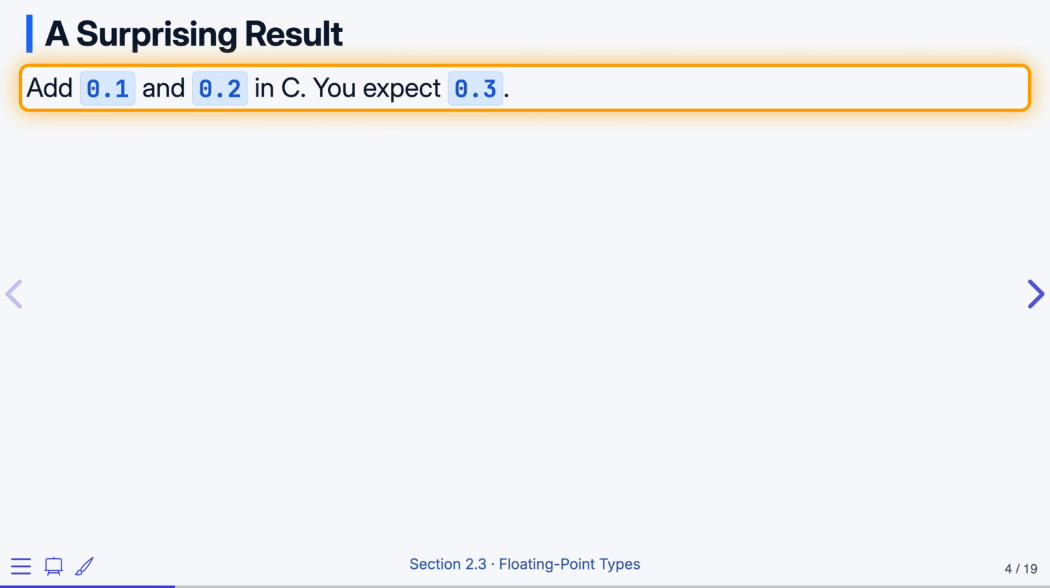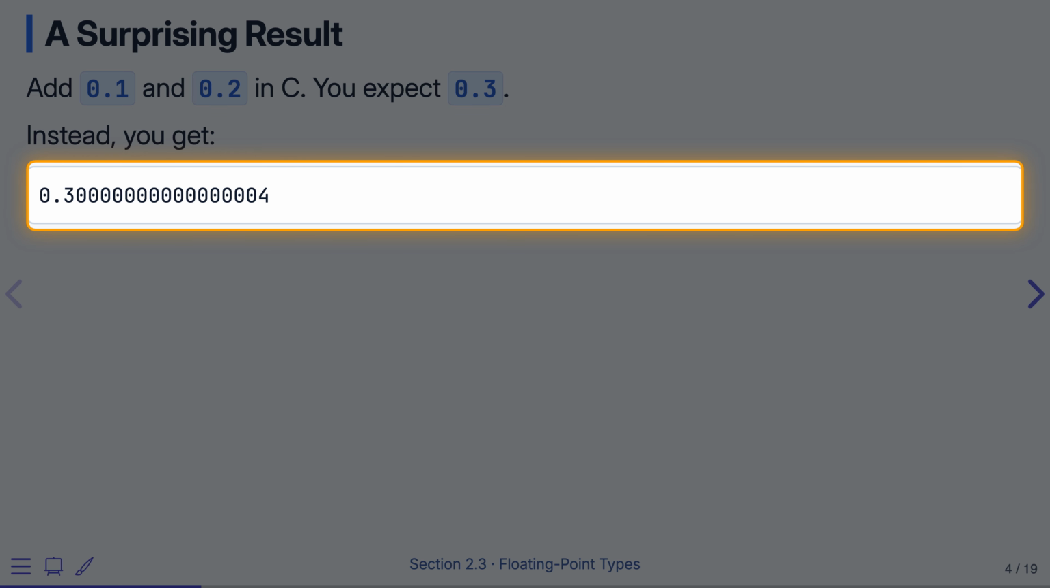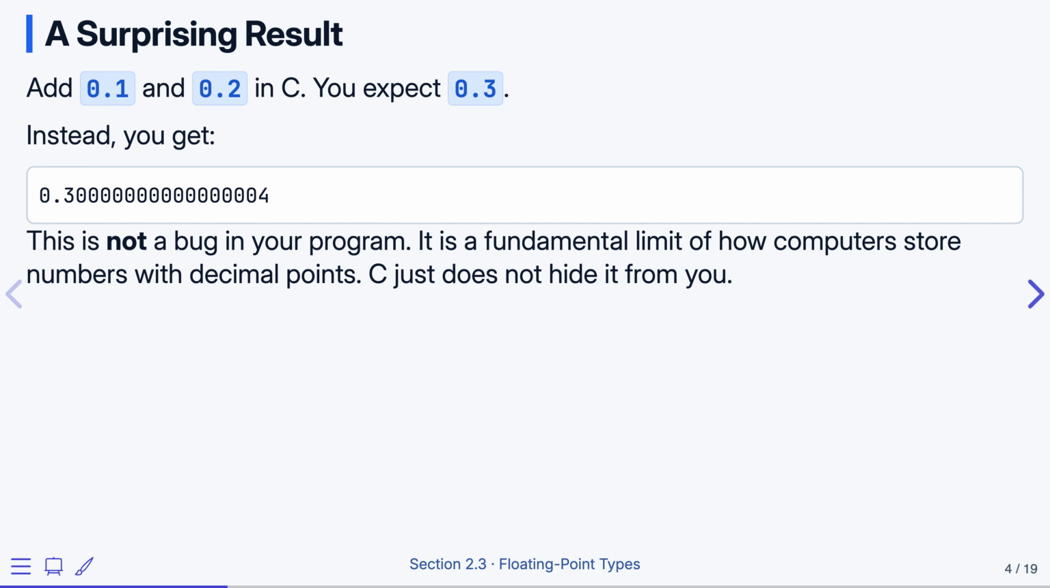Let us start with a surprise. In C, add 0.1 and 0.2. You expect the answer to be 0.3. Instead, you get this: 0.3, then a long tail of zeros and a 4 right at the end. This is not a bug in your program. Every language that uses floating point numbers does this. It comes from how computers store numbers with a decimal point. C just does not hide it from you.